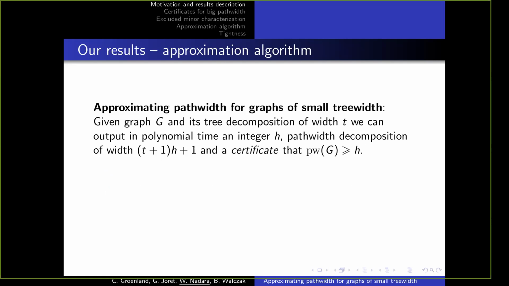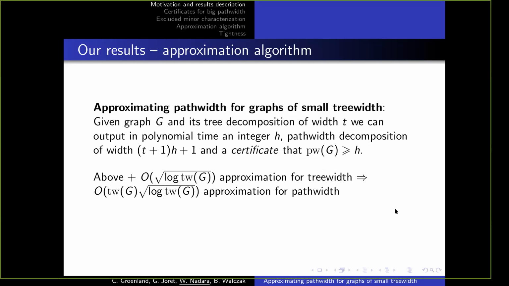This approximation algorithm, when given a graph G and its tree decomposition of width t, outputs in polynomial time an integer h and a path decomposition of width (t plus 1) times (h plus 1), and a certificate that the pathwidth is at least h. So it outputs in fact a pretty good path decomposition and a certificate that this path decomposition is not that bad.